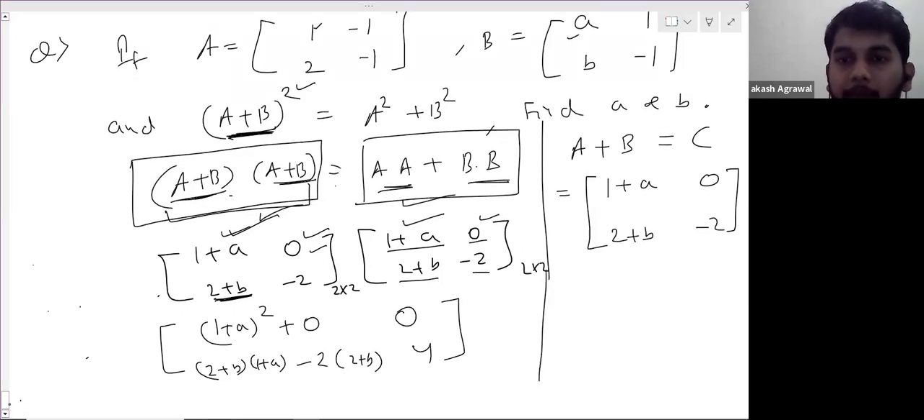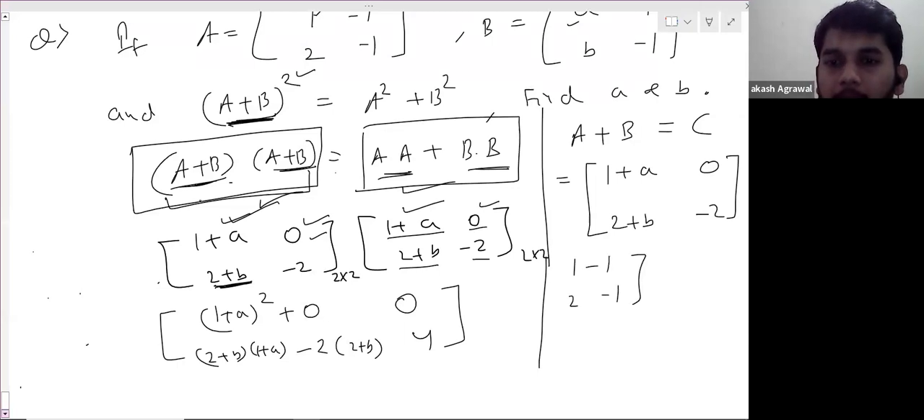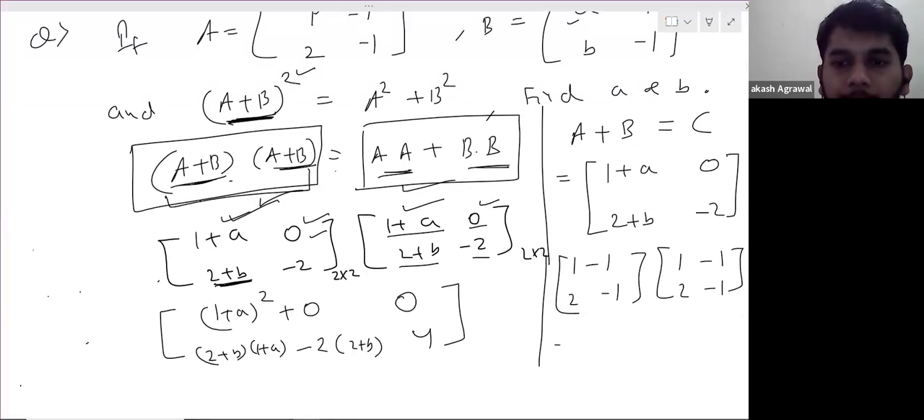Now let's find A into A. What was A matrix? A was 1 minus 1, 2 minus 1. So we square this. Who can tell me? Aliza, can you tell me A into A? One into one and minus one into two. Yes, sir. So minus one. One into minus one and minus one into minus one, that is plus one. So this is 0. Two into one and minus two, so 0. 2 into minus 1, minus 2, and plus 1. So minus 1.